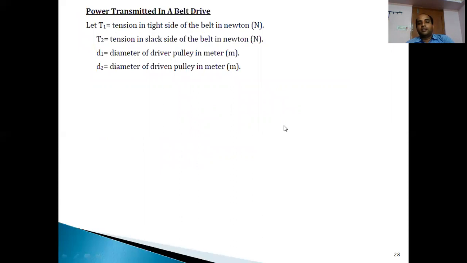Then another term, that is power transmitted in a belt drive.